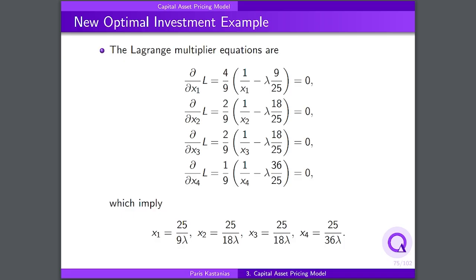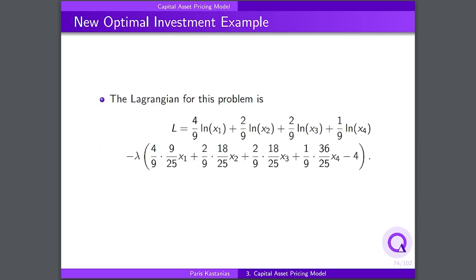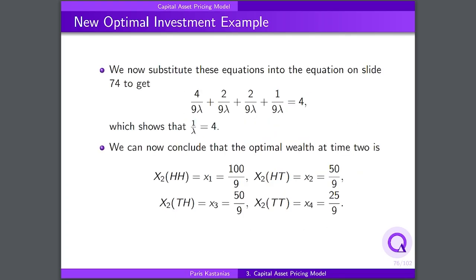So the derivative with respect to x1, x2, x3, x4 is equal to this thing with the lambda, all equal to 0. And this implies that x1 is equal to 25 divided by 9 lambda, and so on and so forth. Okay? This is just doing the math. You can substitute these into each other. So then substituting these equations into slide 74, this one, what you get is this thing here is equal to 4.